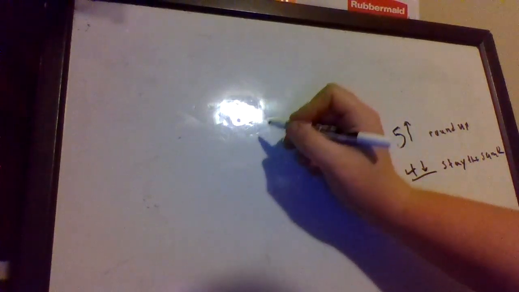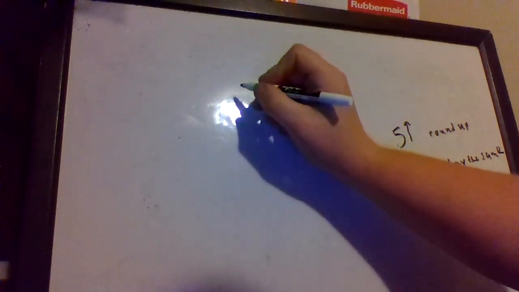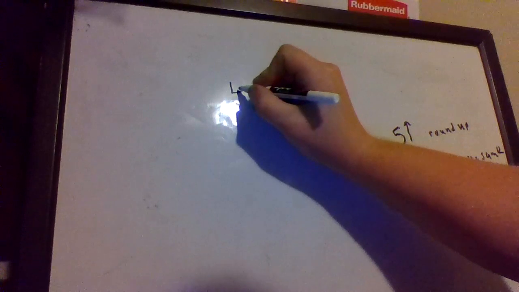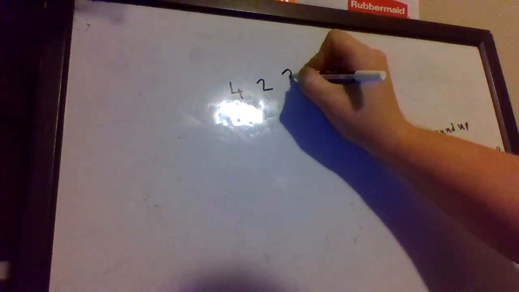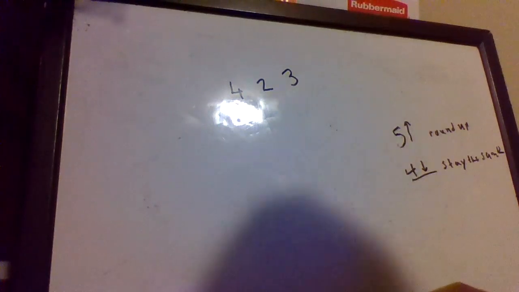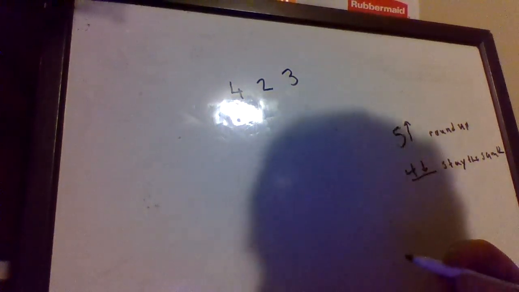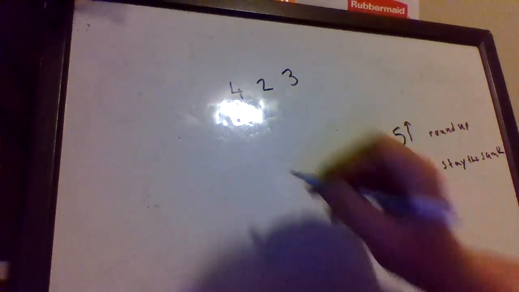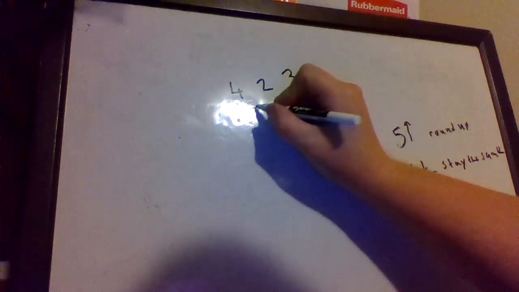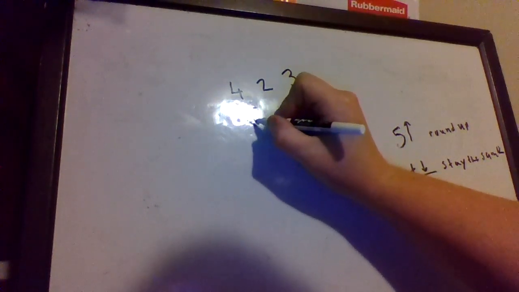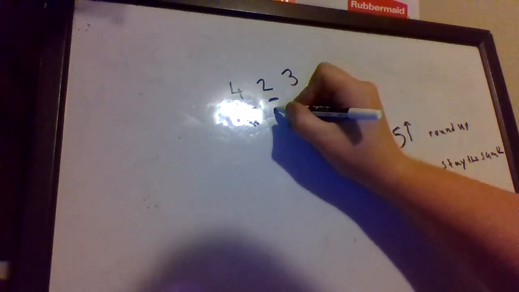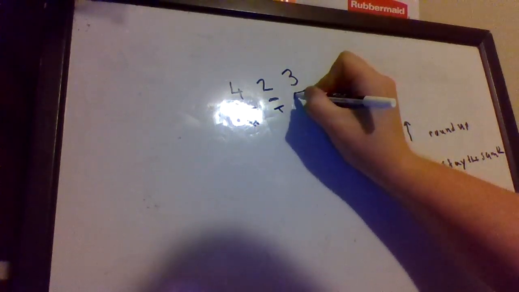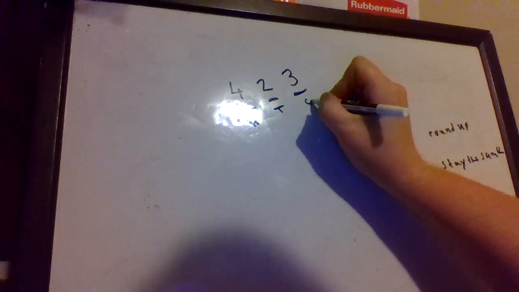Alright. So now, new number. 423. Alright. First thing we're going to do is label our number. The 4 is in the hundreds place. The 2 is in the tens place. And the 3 is in the ones place.